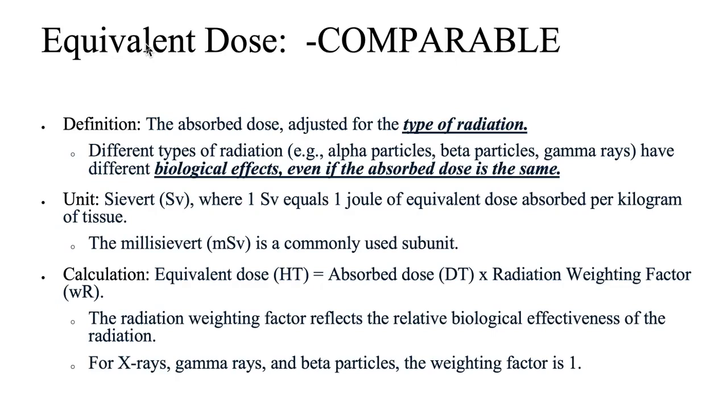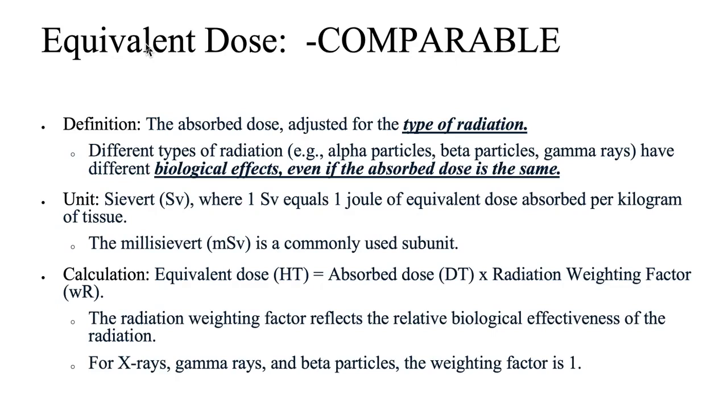Equivalent dose. If you look at the word equivalent, all equivalent means is to compare: how is this one equivalent or comparable to another one? So the absorbed dose adjusts for the type of radiation. Different types of radiation, alpha particles, beta, etc., have different biological effects. So with the equivalent dose, we know that there's a certain amount that was absorbed, but what we don't know is which type of radiation it is. So this one is an adjustment.